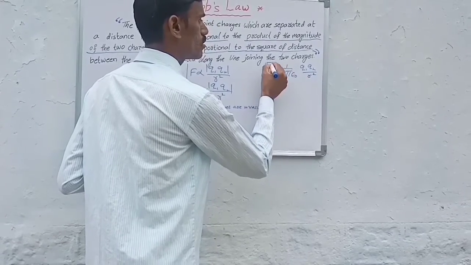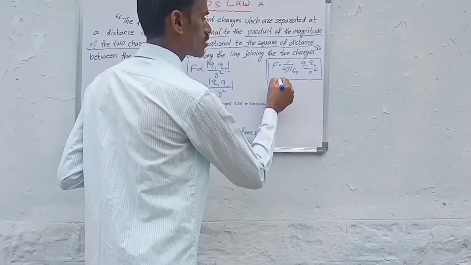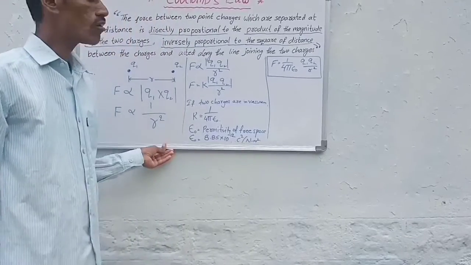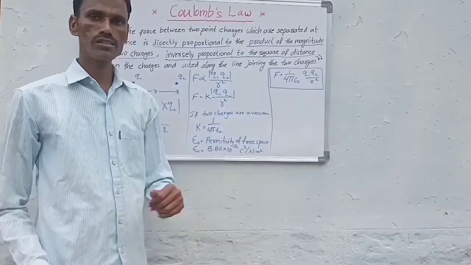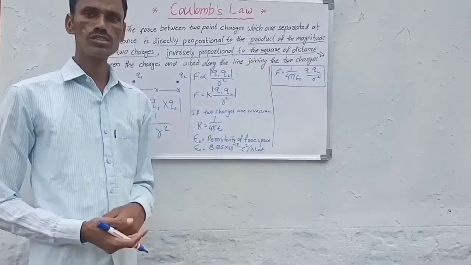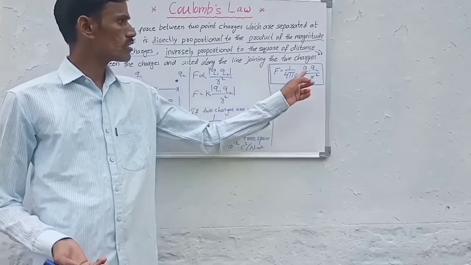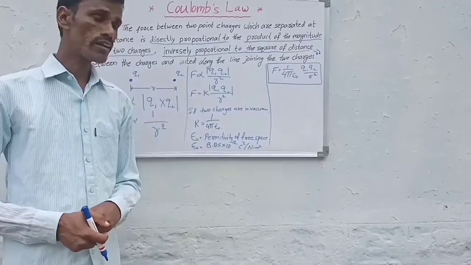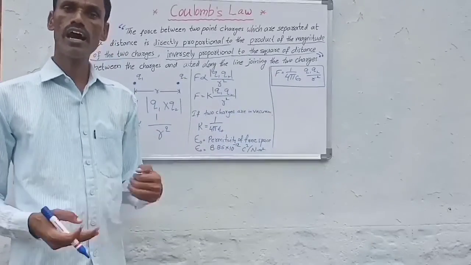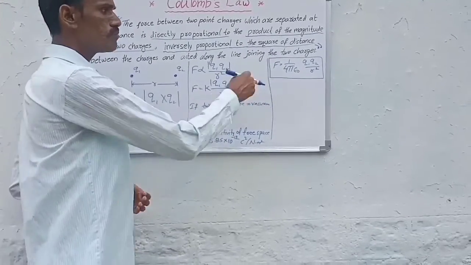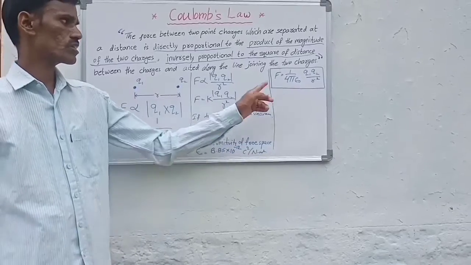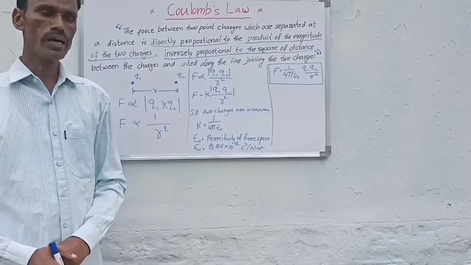So this is the force of attraction or repulsion. If these two charges are like charges, then the force is a repulsive force. If these two charges are unlike charges, then the force is an attractive force. So this is the force between the two point charges.